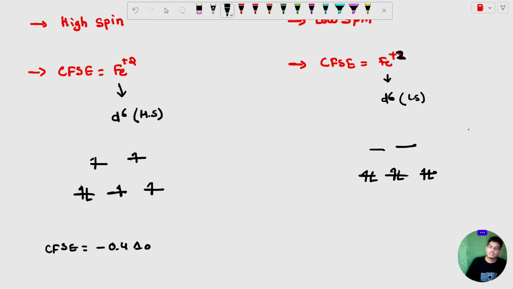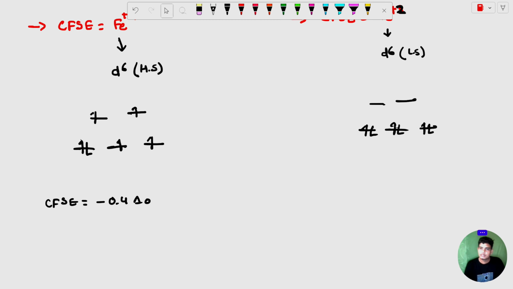Okay, every time you fill the electrons in the low spin, remember one thing: in low spin, electrons are arranged in pair form. Okay, first arranged in pair form, like 2 electrons in each and every block. Okay, and this is the final representation of Fe2+ in low spin.